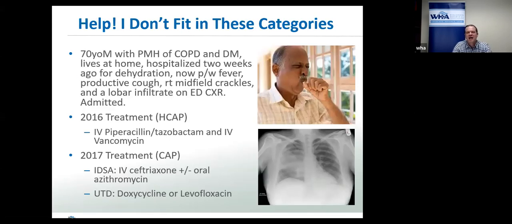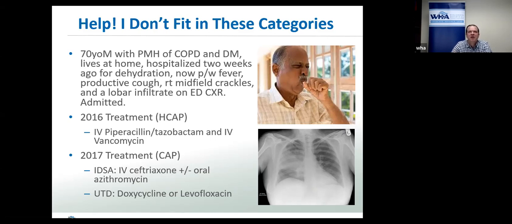Well, what if you don't fit into either category? What if your patient comes in and they don't really fit into HAP, they don't really fit into VAP? Who are we dealing with there? Let's take a look at this gentleman. He's 70 years old. He has COPD and diabetes, so he has some comorbidities. He lives at home, not in a nursing home setting or anything. And 2 weeks ago, he was hospitalized for dehydration. At that time, his BUN was 60. Today, his BUN is 25. So he's maybe a little bit dry today, but not solidly dehydrated.